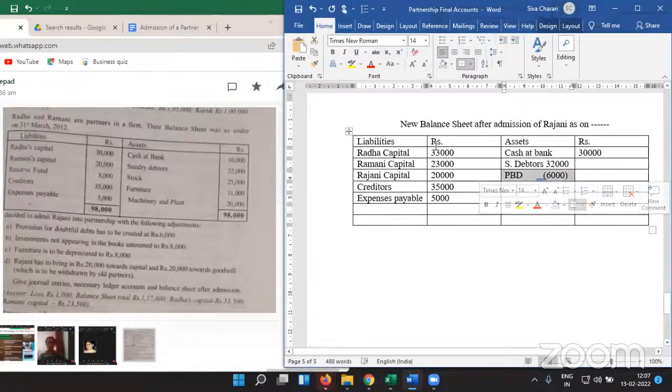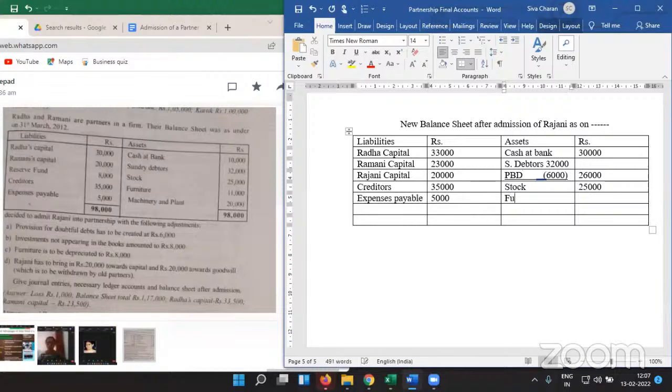So what is that? Yeah. So 32 minus 6,000 means 26,000. Very good. Next, what is the next item given? Stock. Do we have any additional information relating to stock? Nothing. So we take as it is.